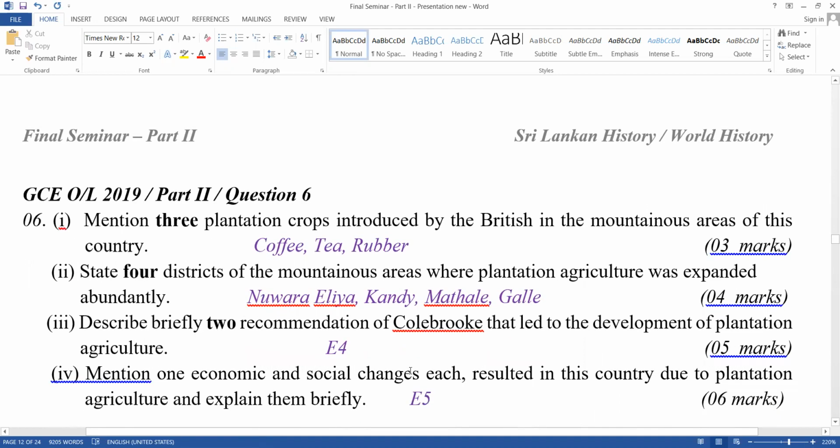Mention one economic and social change which resulted in this country due to plantation agriculture, and explain them briefly. E5 is the answer. E5 is the answer.